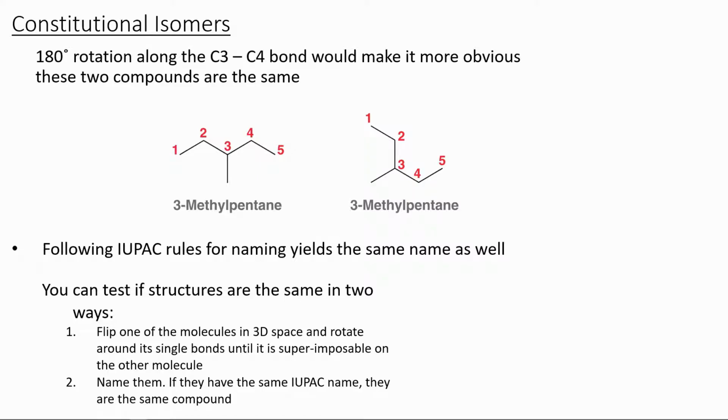So if we look a little bit more at this example, a 180-degree rotation around this carbon-3, carbon-4 bond would make it more obvious that they're the same molecule. Another way that we can identify that they're the same molecule is to name them. If we number the parent chains and name these molecules, we'll get the same IUPAC name for the same compound.